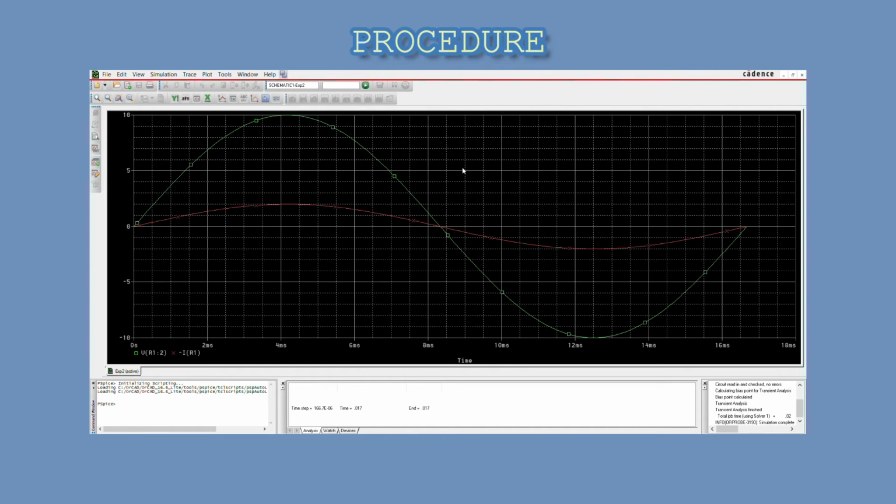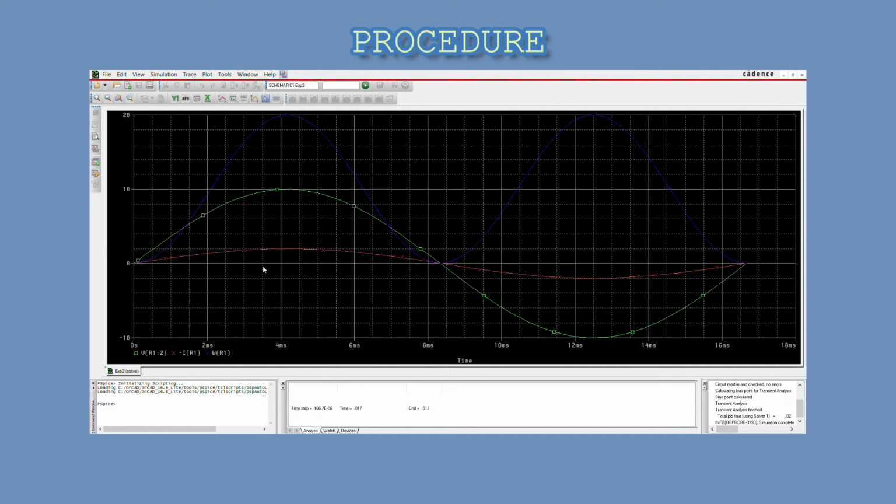Now let us add the waveform for the power flowing through the resistor. It can be seen that it only has positive and absolute values, since the waveform does not cross the zero line. Also, it is seen that the amplitude of the power is 20 watts. Now, let us try to add the average waveform of power.